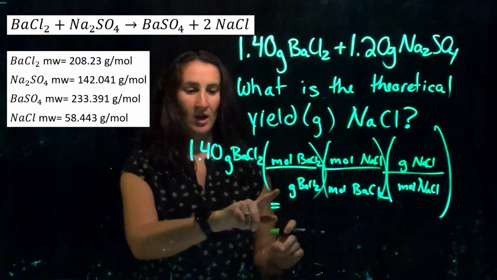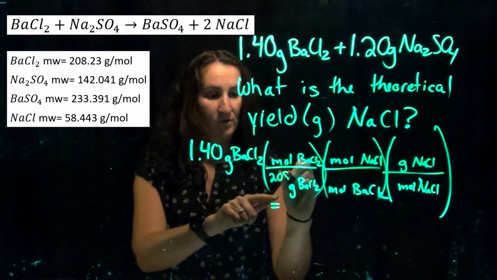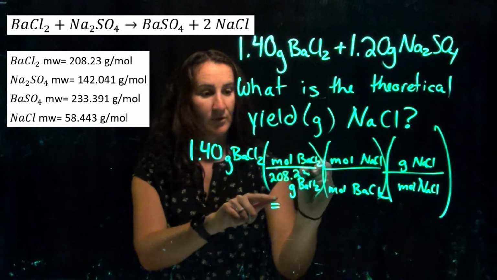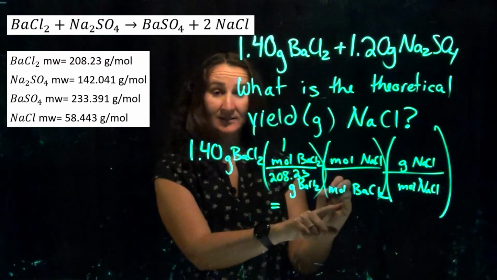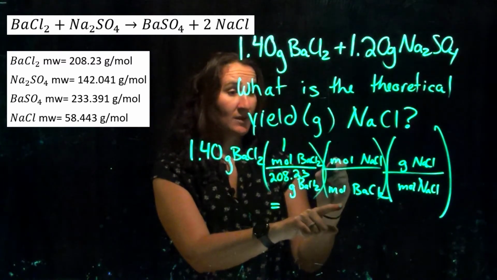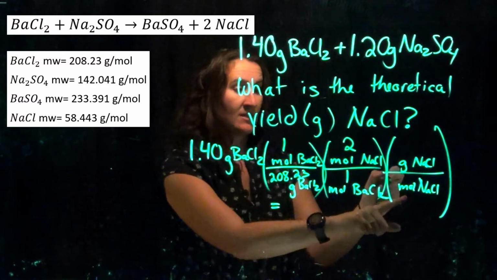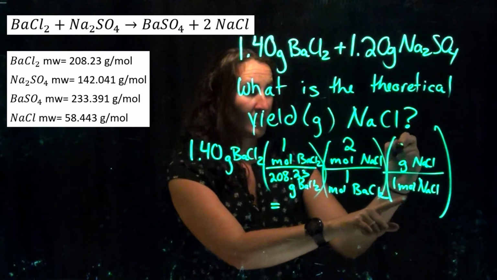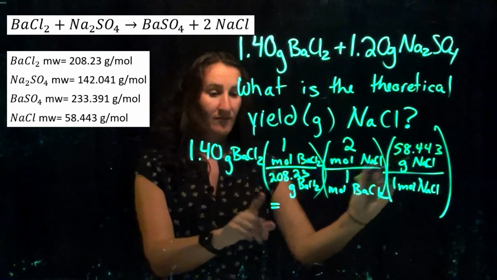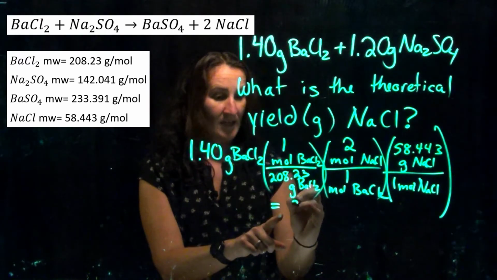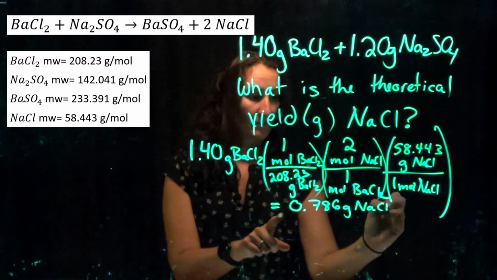So in this case, we've got our molecular weight in the first one. So let's write down our molecular weight of barium chloride, 208.23 in 1 mole. Remember, molecular weights are always in 1 mole. Now this is our balanced chemical equation. So in this reaction, we have sodium chloride had a 2 in front of it, barium chloride had a 1. And then in 1 mole of NaCl, our molecular weight is 58.443. And if we do all of that math, come up with our final answer, we get 0.786 grams of sodium chloride.